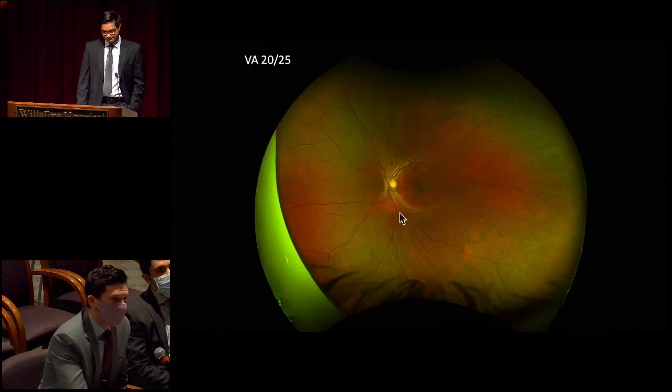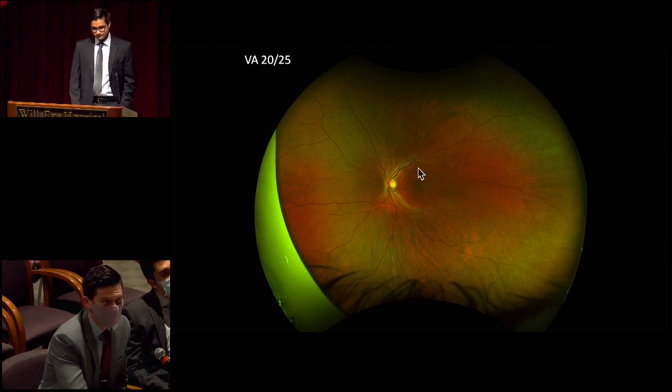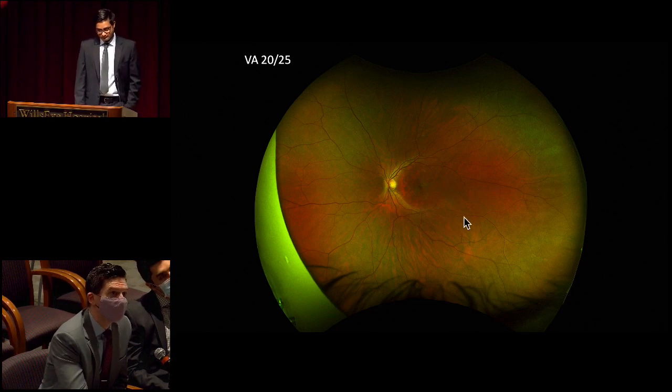And pseudo-color wide field of the left eye, visual acuity is 20/25. Here I can say media looks clear, discs look sharp, macula and periphery look normal, and the vasculature looks normal as well.